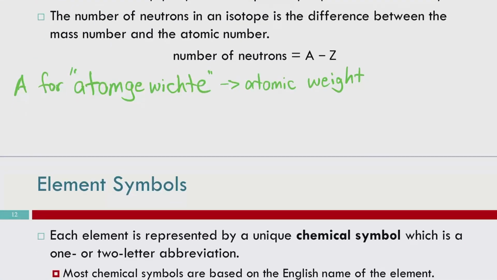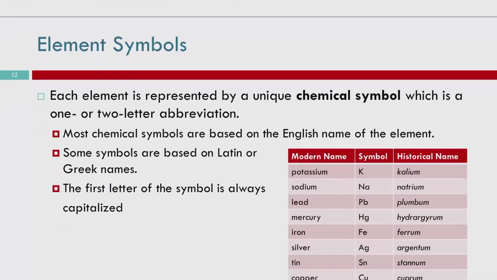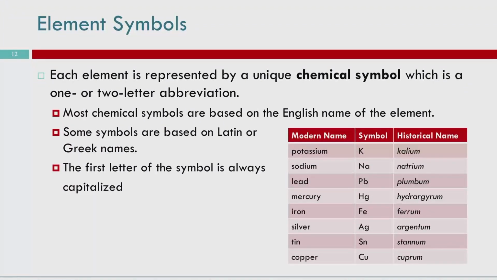We also have symbols. So each of our elements gets represented by a unique chemical symbol. They're either 1 or 2 letter abbreviations. Some of them are based on English, which is great.